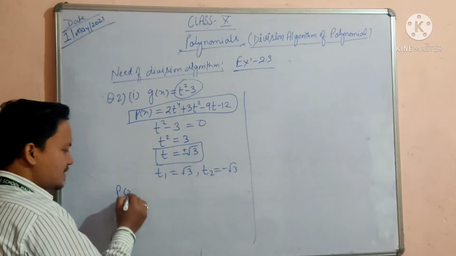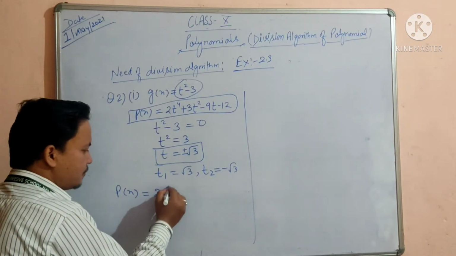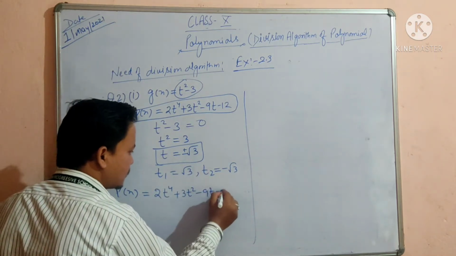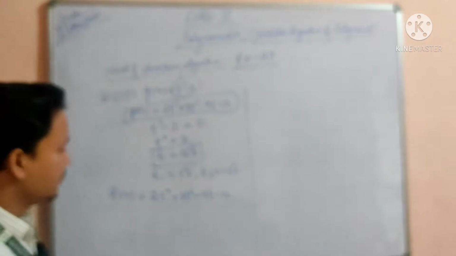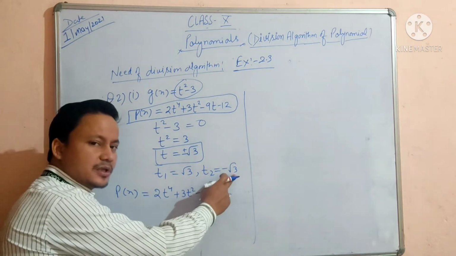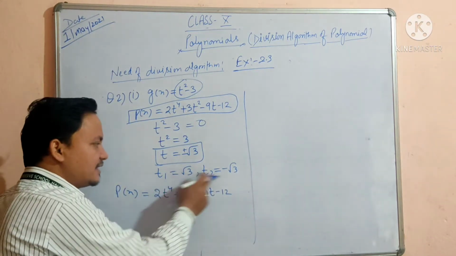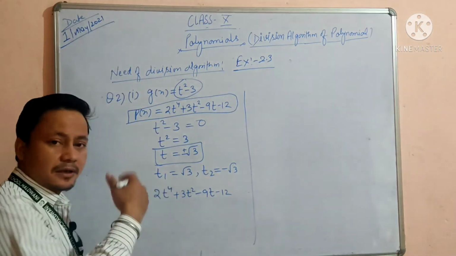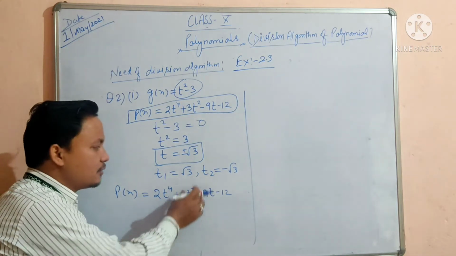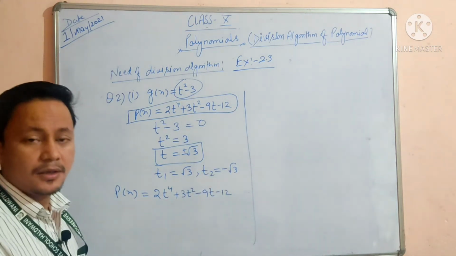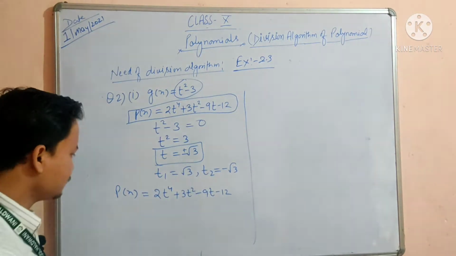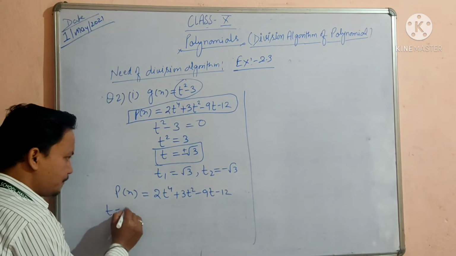Okay, so px is given as 2t to the power 4 plus 3t square minus 9t minus 12. Now what we will do, we will put the value t equals root 3 the first time and then, the second time, minus root 3, and we will check whether on putting these values px turns into a 0 or not. If px gives 0 on putting root 3 and minus root 3, then we will say these are the factors of this given polynomial. Okay, so first we will put t is equal to root 3.